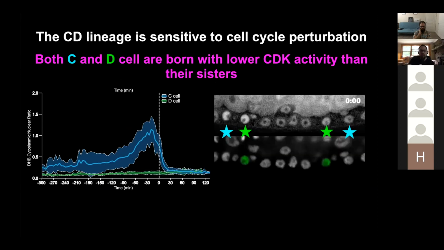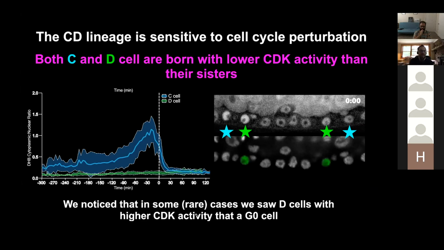So looking through many movies, we noticed that in some rare cases, we saw D cells that were actually born with higher CDK activity than a normal G0 state. So here on one side, you can see a C and D cell that are born with low CDK activity. And then on the right, you see that they have less nuclear signal.